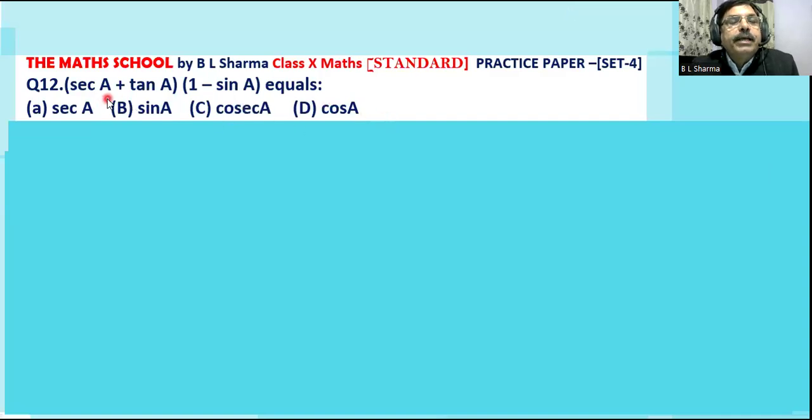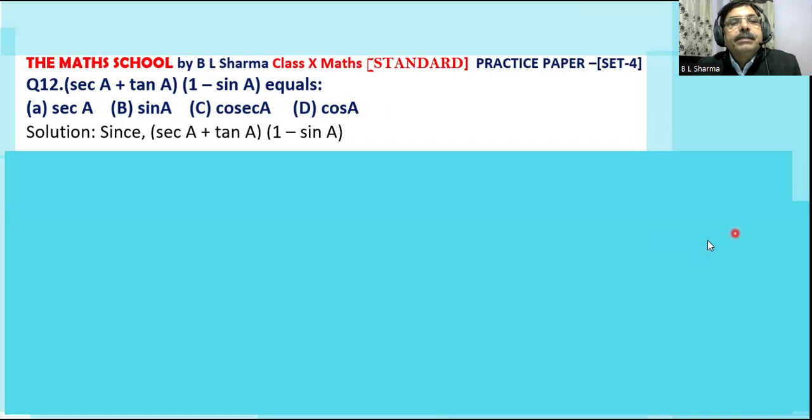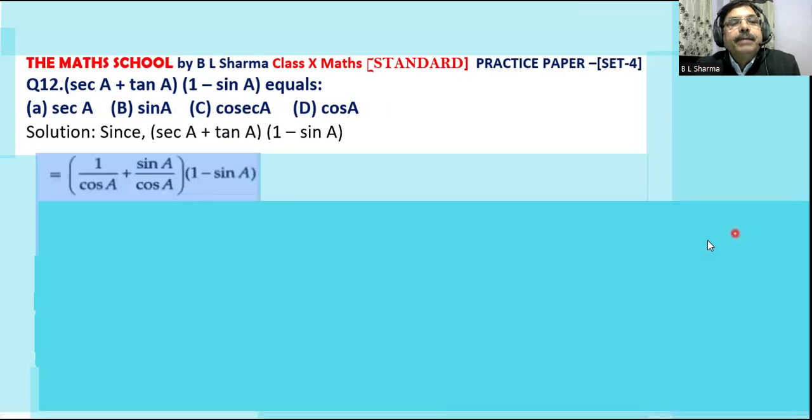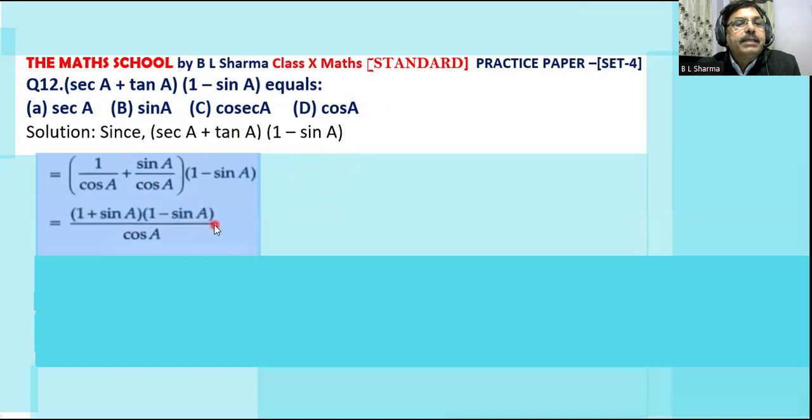What is the value of (sec A plus tan A) multiplied by (1 minus sin A)? Sec A, you can write 1 upon cos A. Tan A, you can write sin A upon cos A. 1 minus sin A as it is. Now you take the LCM, that is cos A. So (1 plus sin A)(1 minus sin A).